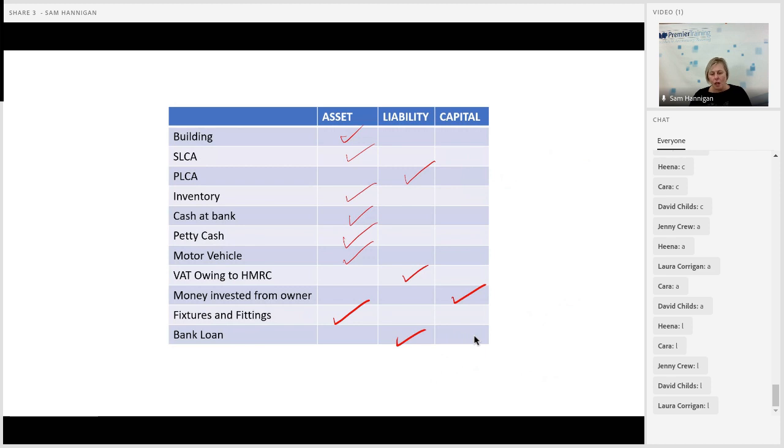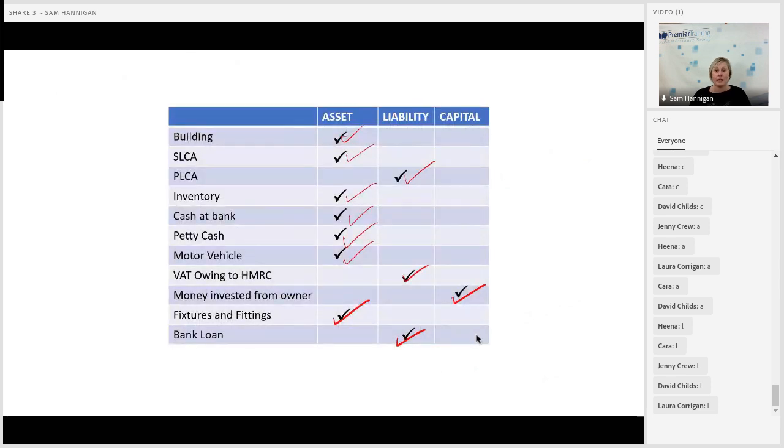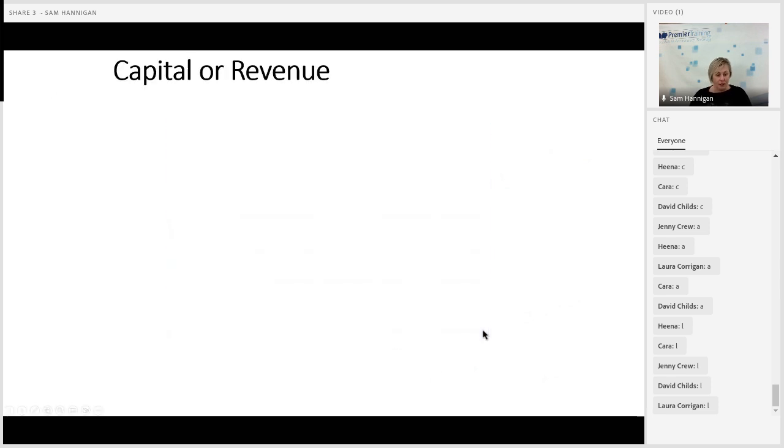Right, the next thing we need to look at. Oh, I didn't know I'd put all ticks. It's a good job I got them right, isn't it? I didn't even know.